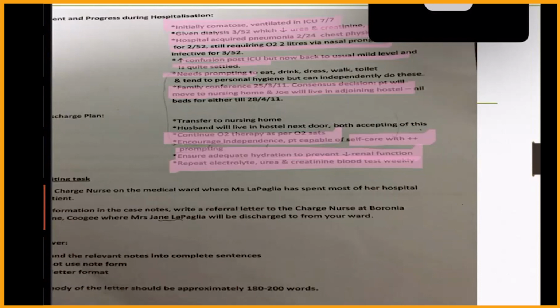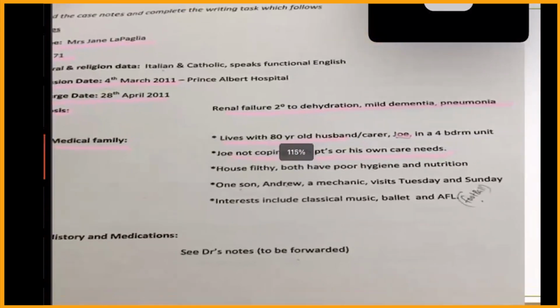So third paragraph, how do you write? Let's see how you can write it in a very concise way. Say, Miss La Pagila lives with her 80-year-old husband who finds it difficult to take care of their needs.